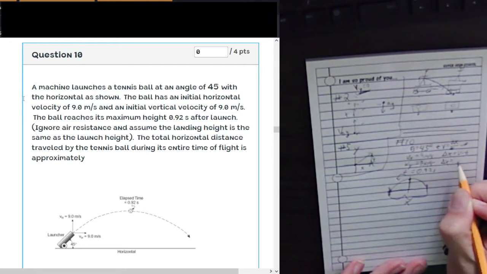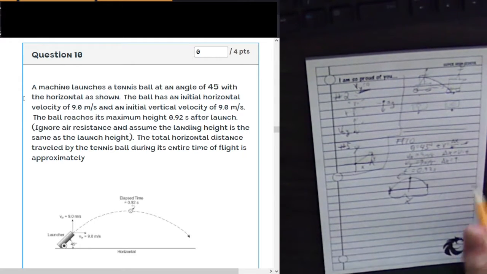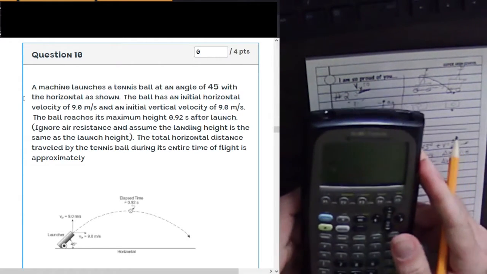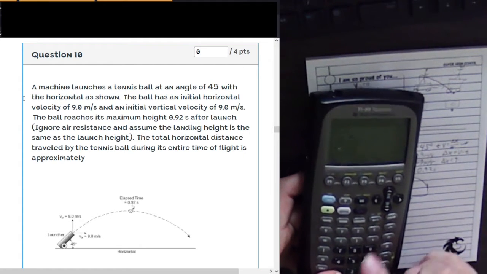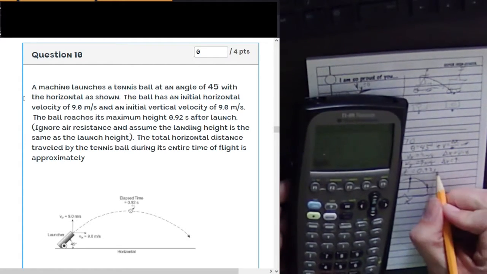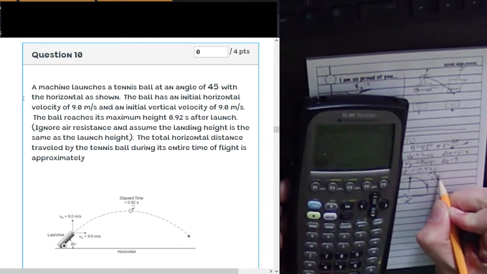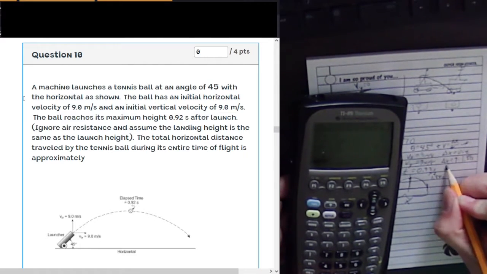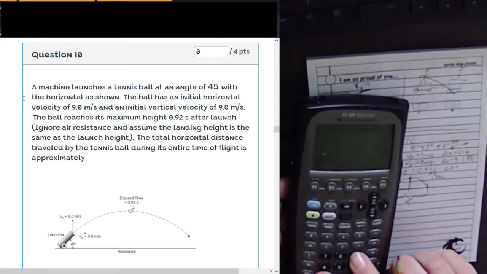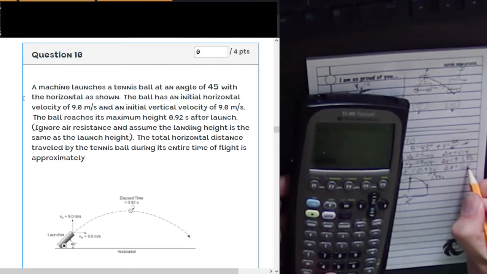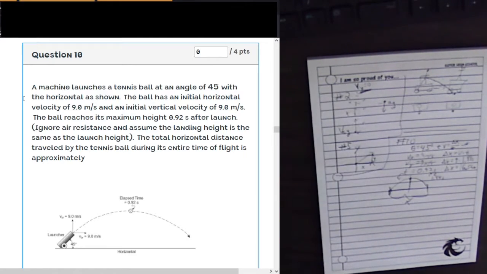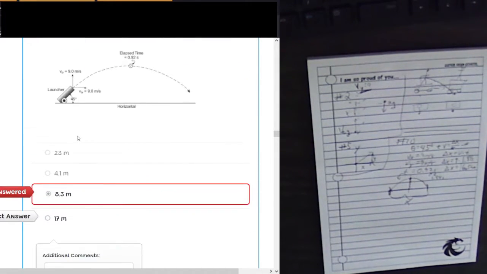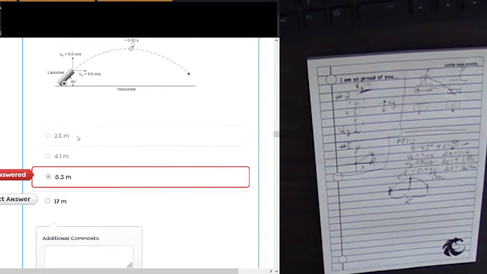So I'll do delta x equals v, which is 9. That's not going to change. But now for my time, I don't want 0.92. I want 0.92 times 2. So I can do that. I multiply this times 2, and I get 1.84. And so that is the time of the whole thing, 1.84 seconds. So delta x should equal that times 9, 16.56 meters. All right? Okay. So that should be our answer. So here, yeah, the closest is just going to be 17.